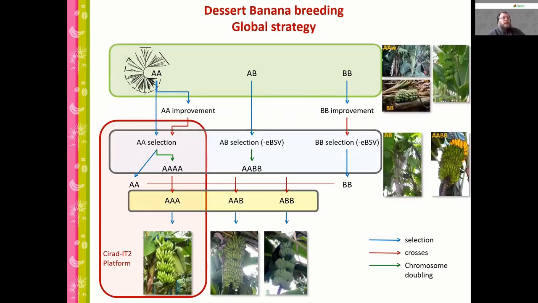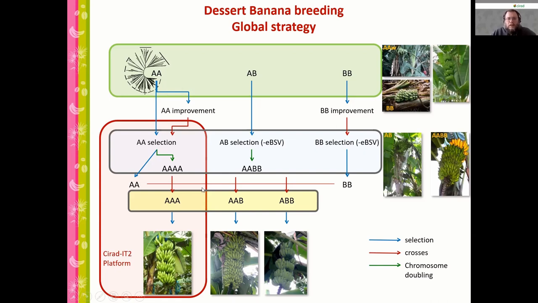So what are our constraints or barriers for banana breeding? First the global strategy. We are working with two main species in banana, acuminata and balbisiana, with a lot of subspecies in the acuminata one. So the goal is to produce some triploid hybrids, but we are working with diploid parents. So we have to perform a chromosome doubling step before the final cross. And so we choose a good diploid parent with a lot of favorable traits, depending on the aims of the breeding.